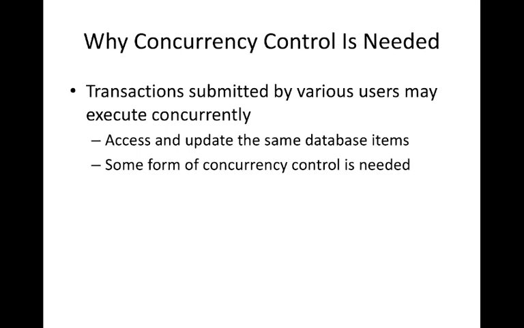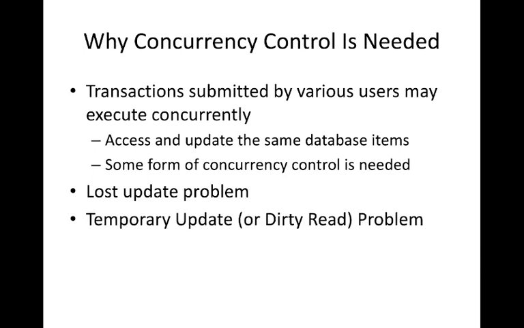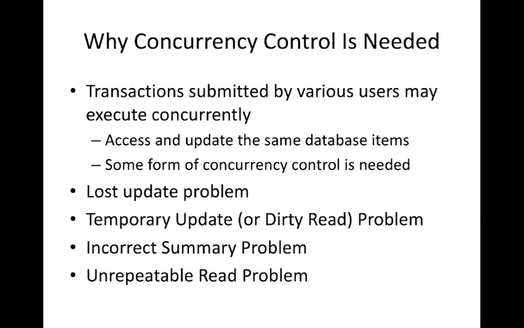So some form of concurrency control is needed here. There are several problems that occur in transaction processing if we are not controlling concurrency. One is the lost update problem. Second is the temporary update or dirty read problem. Third is the incorrect summary problem, and fourth is the unrepeatable read problem. We will see all these four problems in this session.